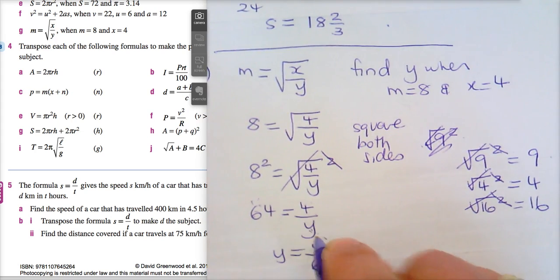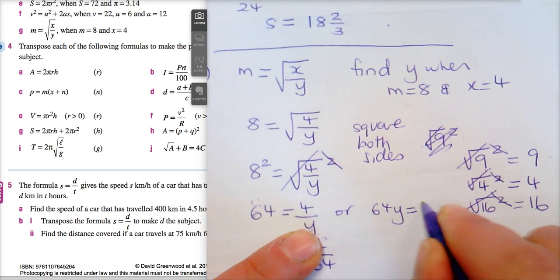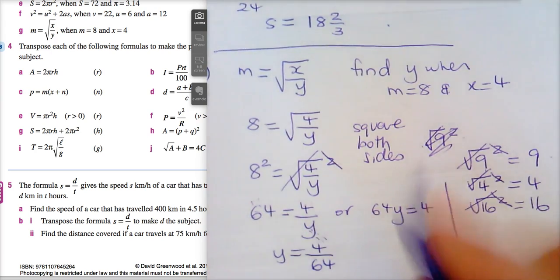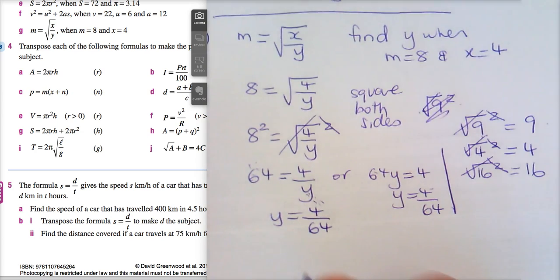So if you remember that trick, do it. Or you go 64 times y equals 4, and then you divide by 64. Which is the same. So therefore we get 1 over 64, no, 1 over 16.